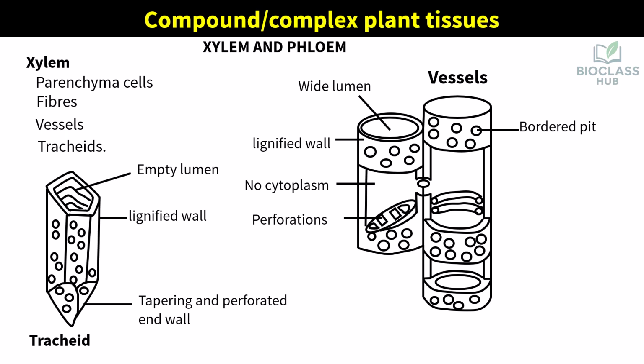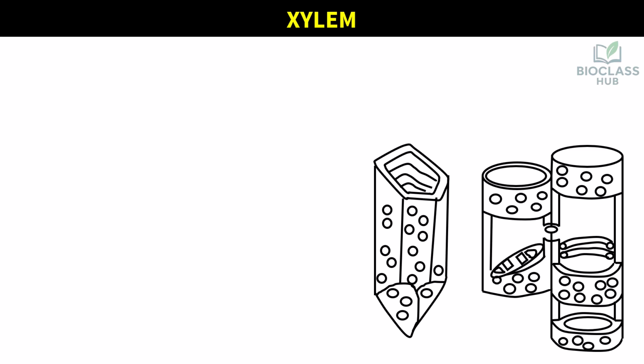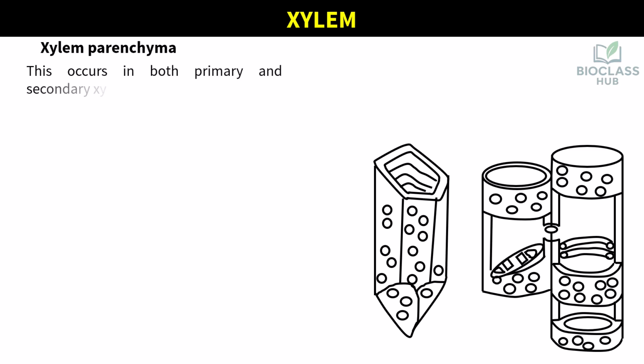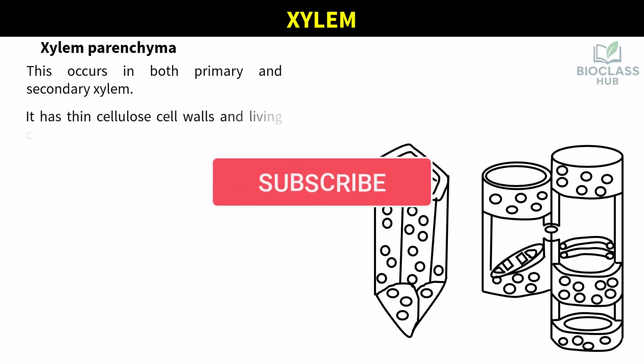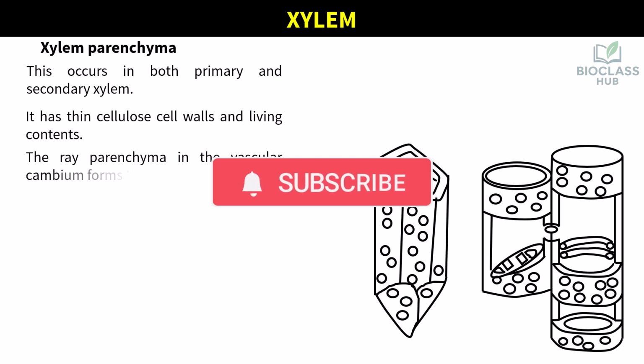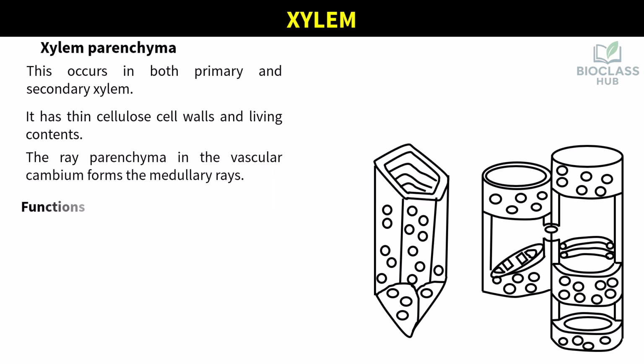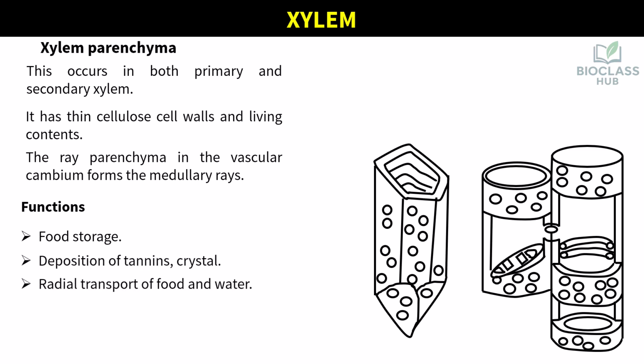Have a torus to regulate the movement of water sideways. Have thickenings like annular thickenings to provide extra strength. Xylem parenchyma. This occurs in both primary and secondary xylem. It has thin cellulose cell walls and living contents. The ray parenchyma in the vascular cambium forms the medullary rays, which maintain a living link through the wood between the pith and the cortex. Functions: food storage, deposition of tannins, crystal, radial transport of food and water, gaseous exchange through the intercellular spaces.